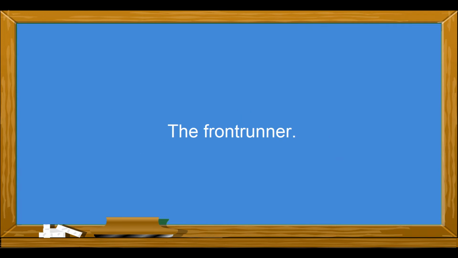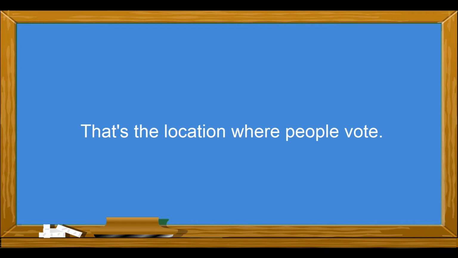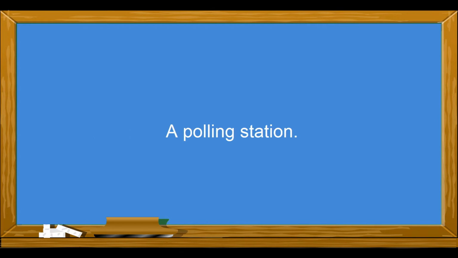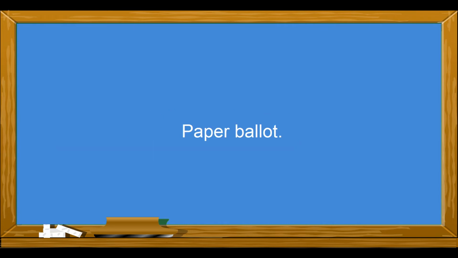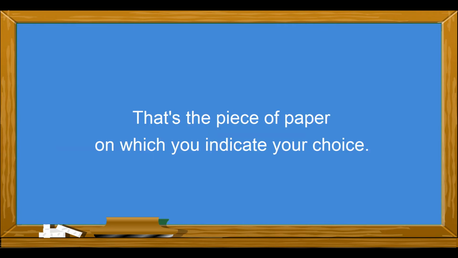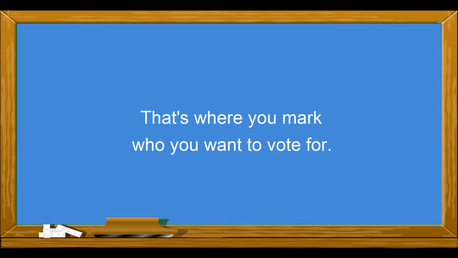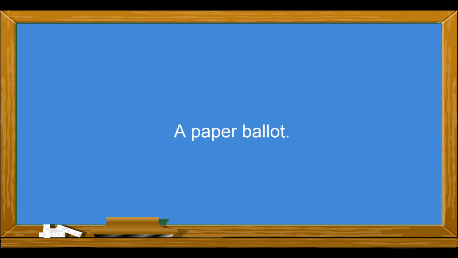Polling station. That's the location where people vote, a polling station. Voting booth. That's the small enclosure, the small space in which a person votes. Paper ballot. That's the piece of paper on which you indicate your choice. That's where you mark who you want to vote for, a paper ballot.